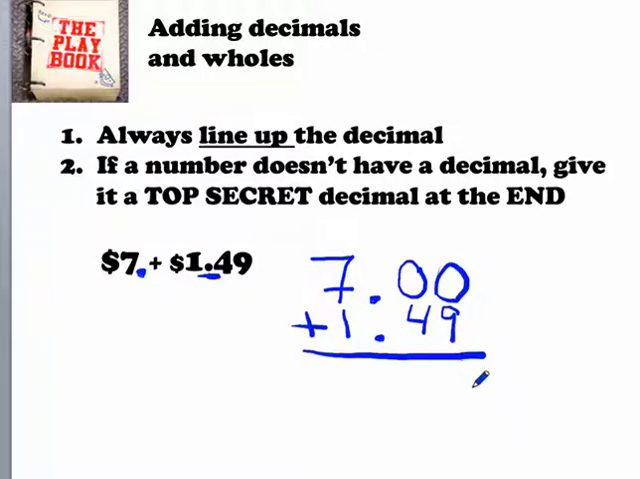Now I just add like normal. When you get to the decimal, make sure to drop it down in your answer. To buy my lunch combo and coffee, I need to spend $8.49.